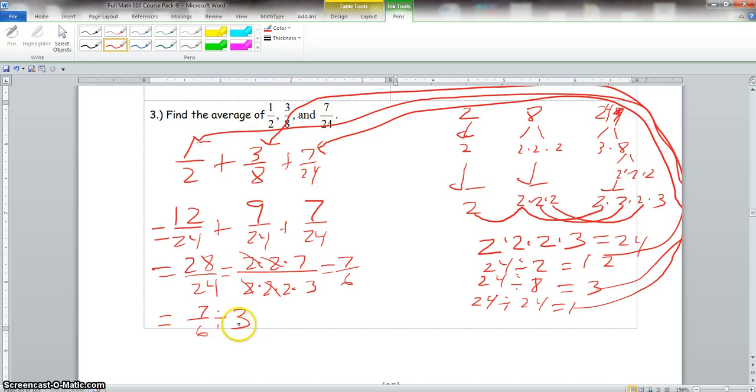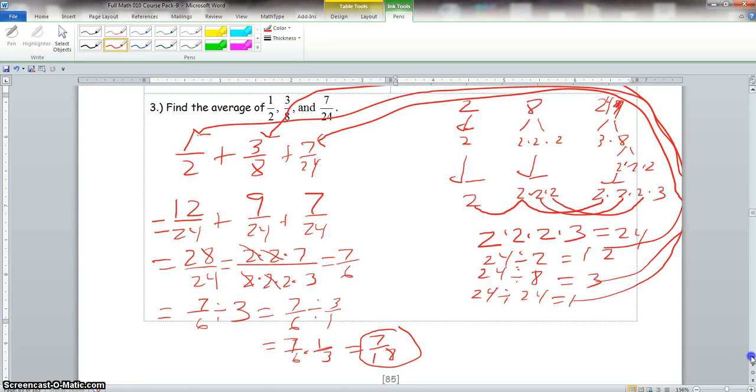So now we have 7/6 divided by 3, which is 7/6 divided by 3 over 1, which is 7/6 times the reciprocal of 3 over 1, which is 1 over 3. 7 times 1 is 7, and 6 times 3 is 18. They have nothing in common, so your answer here is 7/18.